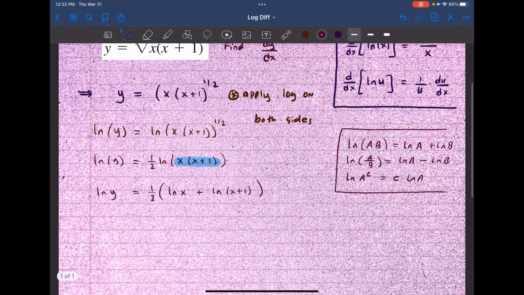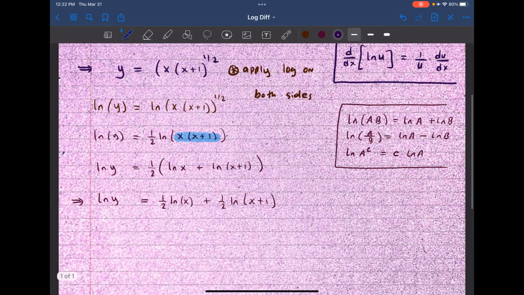And now I can distribute the half if you want. You will have ln of y equals 1/2 ln of x plus 1/2 ln of x plus 1, with the inputs in parentheses. So just a lot of rewriting before even differentiating. Now we're ready to differentiate. So now take all of this, and we're going to take the derivative with respect to x. So it's going to be an implicit differentiation.